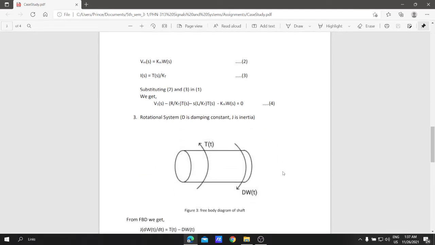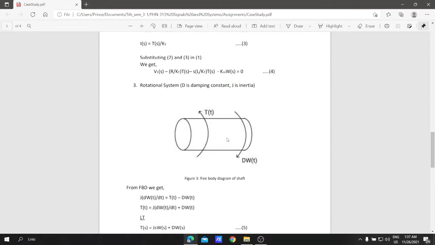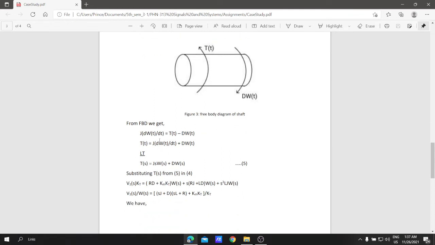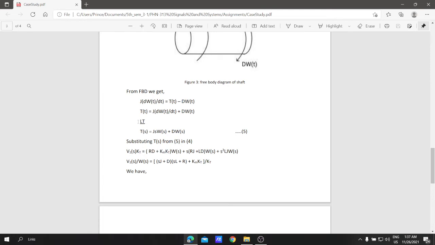Now at the rotating system, here is the free body diagram of the shaft, where D is the damping constant and J is the inertia of the shaft. We'll get the torque applied by the motor minus the damping by the external medium, which can be anything like viscous friction from a fluid, equal to J times the angular acceleration, which is d omega by dt, and this can be written as equation number 5.